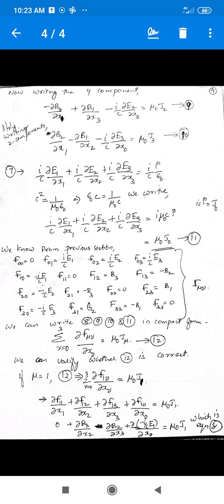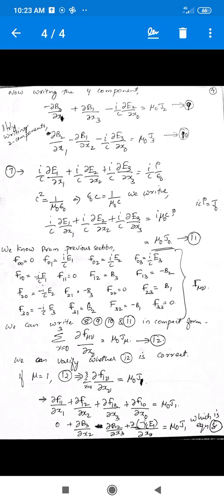So the first term goes to 0, and the second term: dou B3 by dou X2 minus dou B2 by dou X3 plus dou by dou X0 of minus I by C E1, which is mu 0 J1. This is exactly equation 8. So we got the 8th equation. So this is correct. So equation 12 is correct.